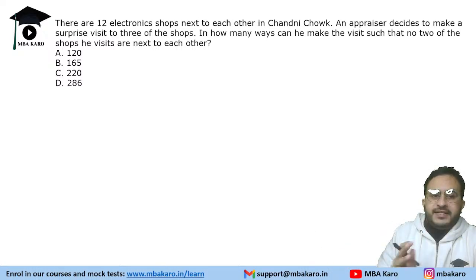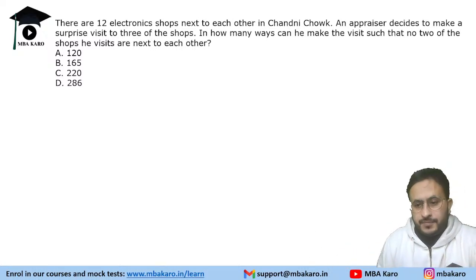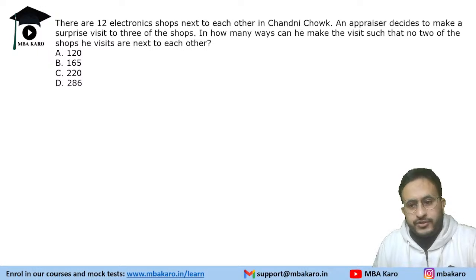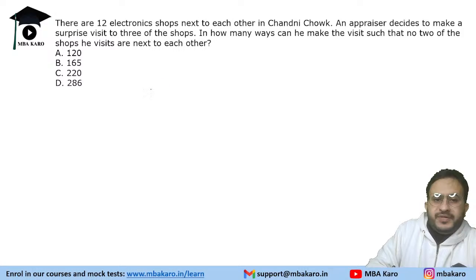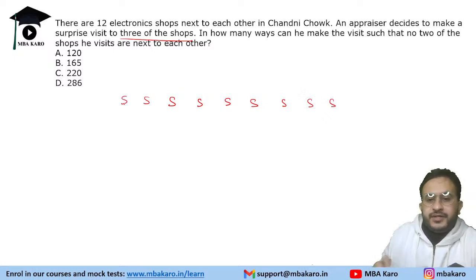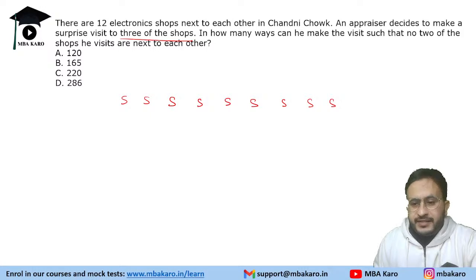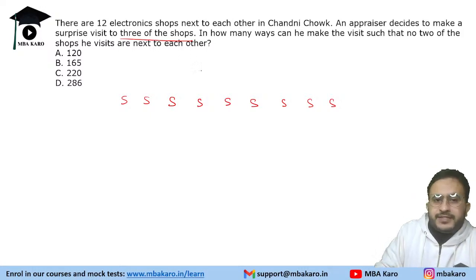So the person has to visit three shops such that they are not consecutive. So this is the concept of non-consecutive selection. Basically, he has to visit three shops. So let us first put 9 shops that he does not visit: 1, 2, 3, 4, 5, 6, 7, 8, 9. Now these will become the barriers. So these 9 shops will become barriers.